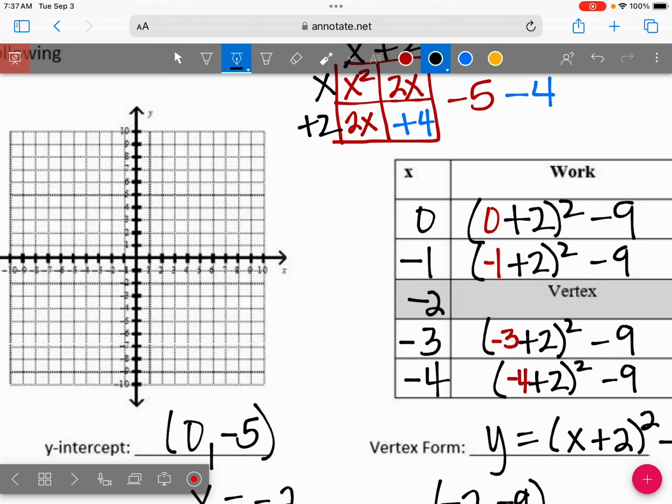So 0, -5, which is our y-intercept. Let me do this in red. And then -1, -8, -2, -9, and then we come on back up. And that would be your graph.